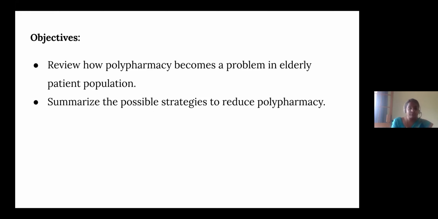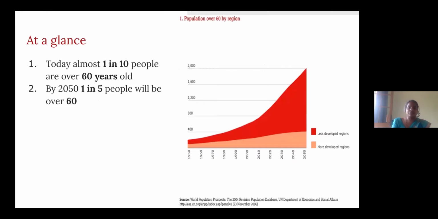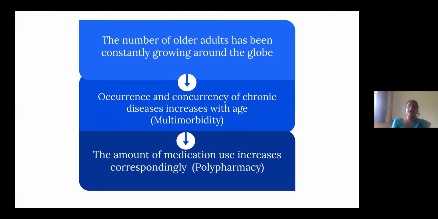So, the objectives of my lecture are to review how polypharmacy becomes a problem in the elderly patient population and summarize the possible strategies to reduce polypharmacy. At a glance, today, almost 1 in 10 people are over 60 years old. By 2050, 1 in 5 people will be over 60. The number of older adults has been constantly growing around the globe. Occurrence and concurrence of chronic diseases increases with age. The amount of medication use increases correspondingly.